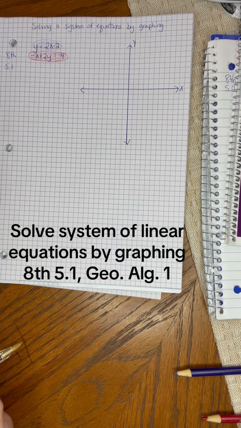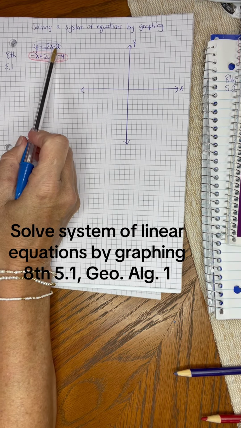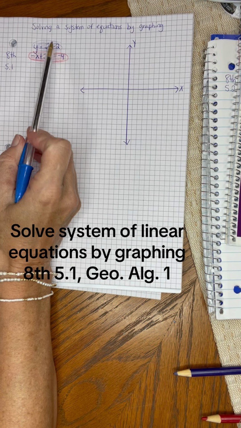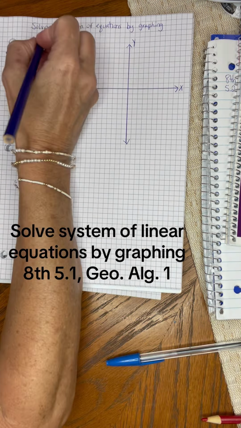I want to solve a system of equations by graphing, like the last video that I did. In this video, the first equation is in the proper form, slope-intercept, to graph, but the second one is not. So let's go ahead and start off by graphing the first.